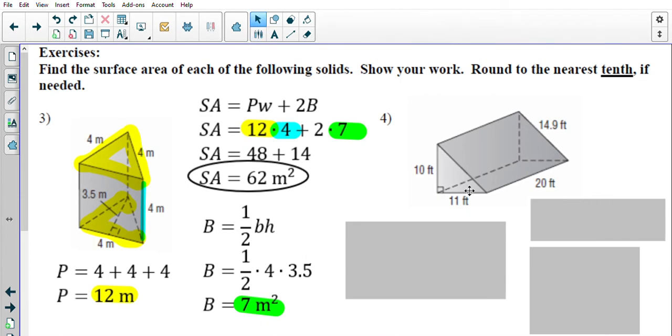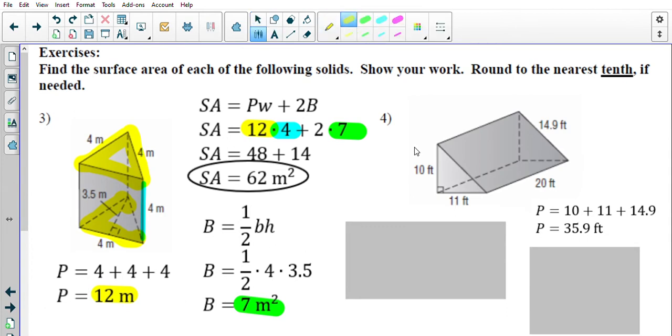All right, number 4. Let's begin by finding the perimeter of the base. Your bases, again, are triangles, so we'll highlight those in yellow. This guy here and this guy here. Our dimensions are 10, 11, and 14.9. Add those together to get a perimeter of the base of 35.9 feet.